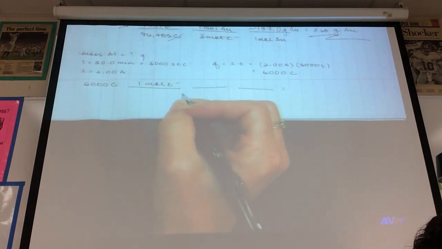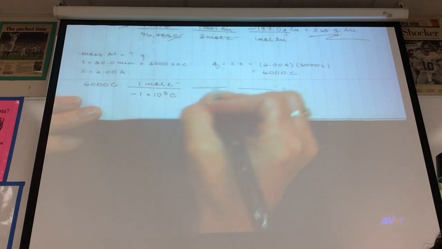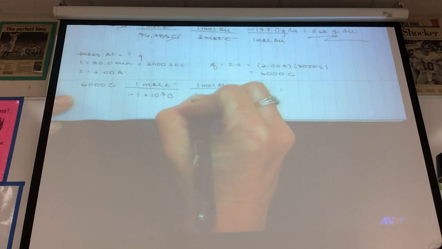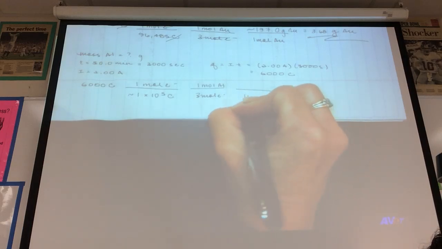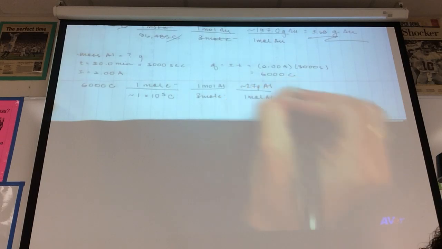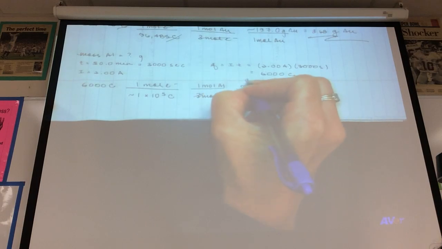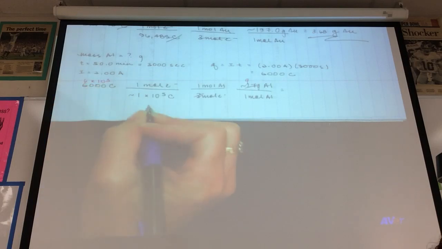Instead of 96,485, I'm going to say that's approximately 1 times 10 to the 5th coulombs. For every 1 mole of aluminum, why would I have 3 moles of electrons? Aluminum ion only has a 3+ charge, and 1 mole of aluminum is about 27 grams. So without a calculator here, you've got 3 into 27 is 9. This is 6 times 10 to the 3rd.